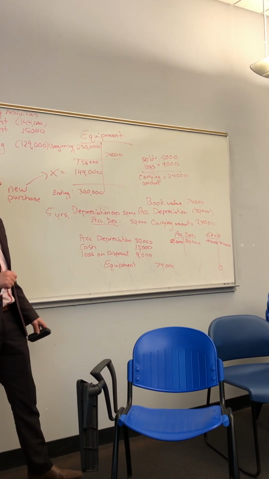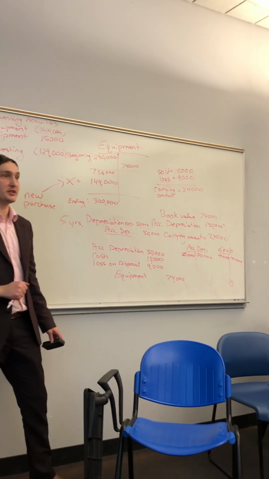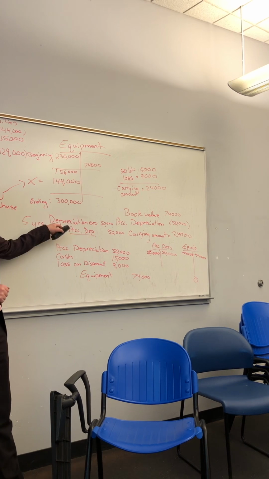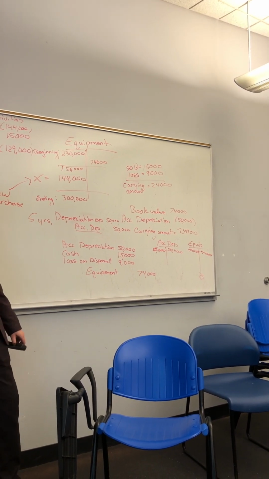So that's a permanent account, accumulated depreciation. It stays until you sell it, exactly. Depreciation expense, that's temporary because it's only on the income statement.